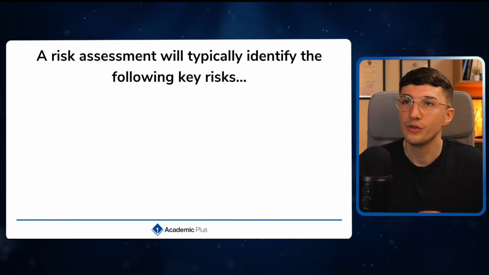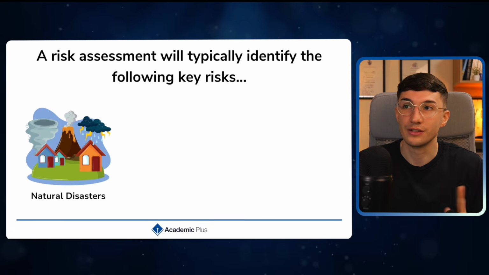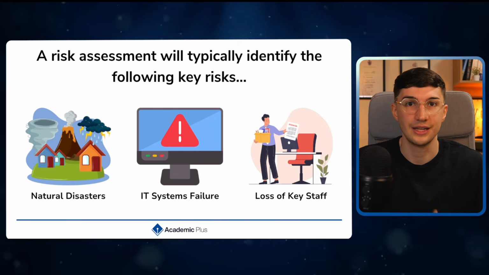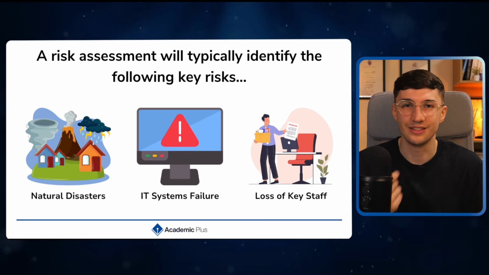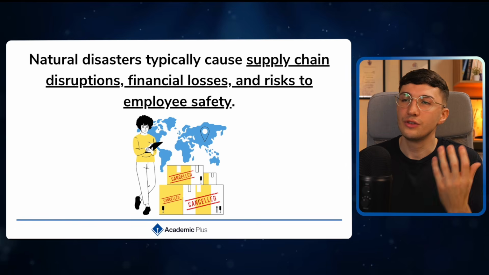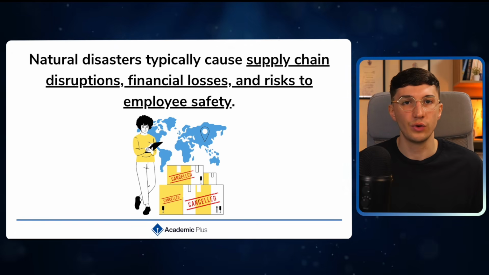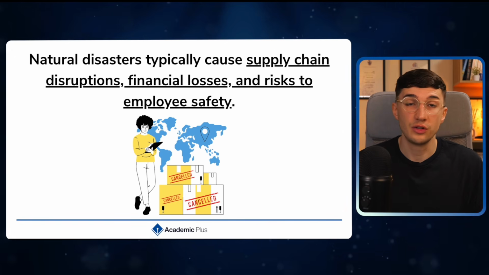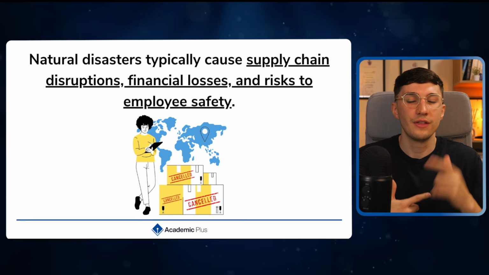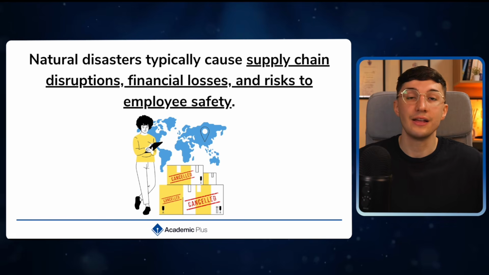And a risk assessment will typically identify the following risks. We've got natural disasters, IT systems failures, and loss of key staff. Let's once again break each of these down in a bit more detail. Starting off with natural disasters. Now, natural disasters typically cause supply chain disruptions. So for example, if I'm importing goods from overseas and a natural disaster happened in that country, then that could cause major delays in me getting the products from them.